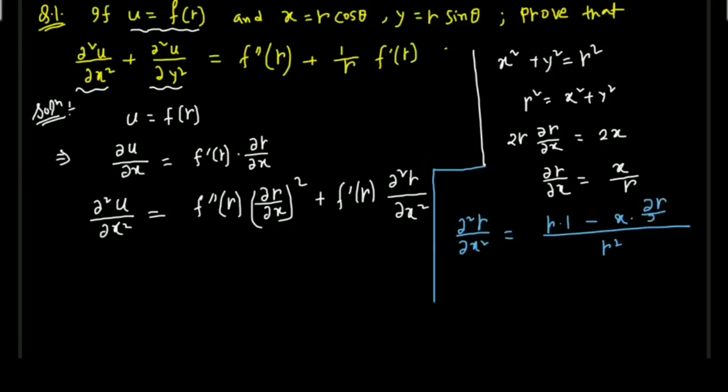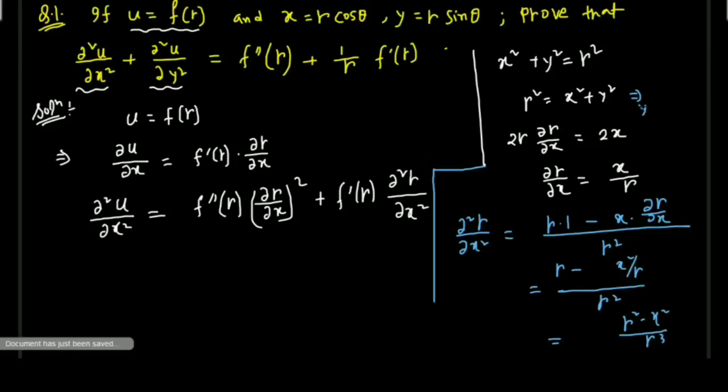∂r/∂x, and you know ∂r/∂x is x/r, so you have to put this. So it will be simply r minus x into x/r, that is x²/r, divided by r². So if we simplify further, we will get (r² minus x²)/r³, and r² minus x² you will get from here: r² minus x² is just y². So you can put here y², so y²/r³. So this ∂²r/∂x² is y²/r³.